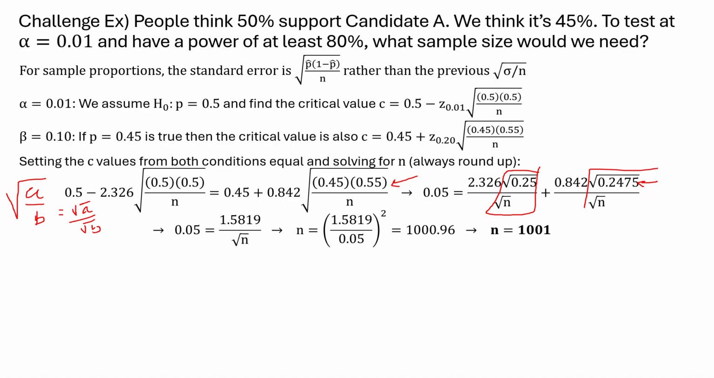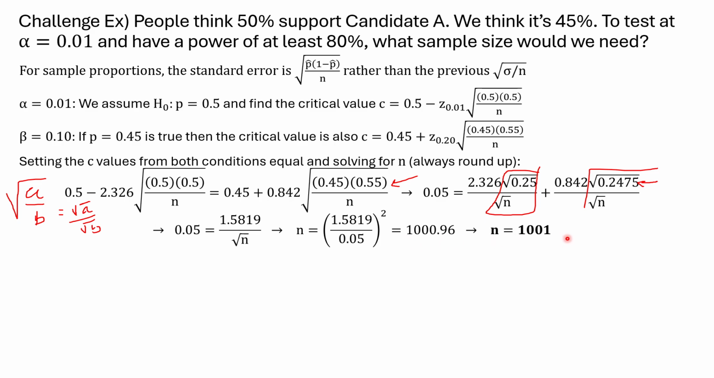Okay, so next step, we would like to solve this for n. So we have the same denominator on both terms, the square root of n, so we can just combine them and then compute 2.326 times the square root of 0.25 plus 0.842 times the square root of 0.2475. That gives us 1.5819. This is all over root n still. So now we can multiply by root n on both sides, divide by 0.05 on both sides. Then, because we have root n, we want to square both sides. And so in the calculator, we get n of about 1000.96, and we round up to get a whole number. Our sample size needs to be a whole number, so we'll use n of 1001.